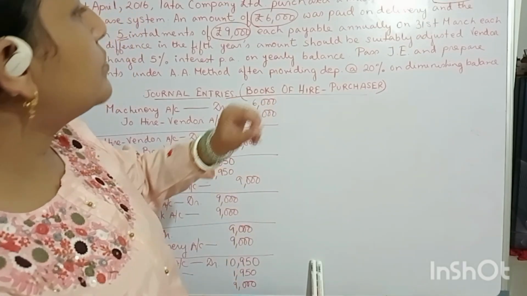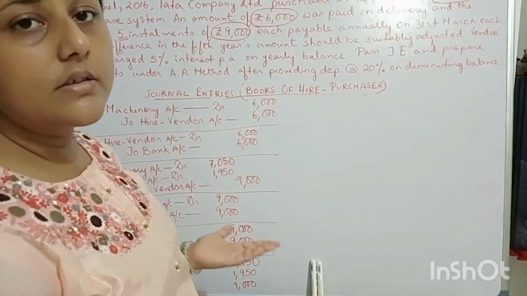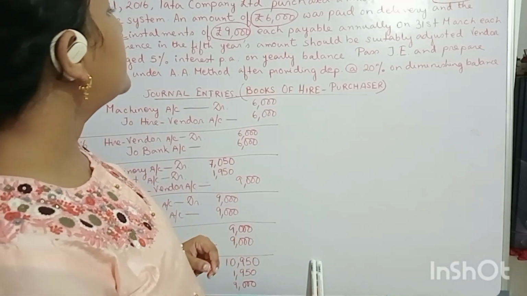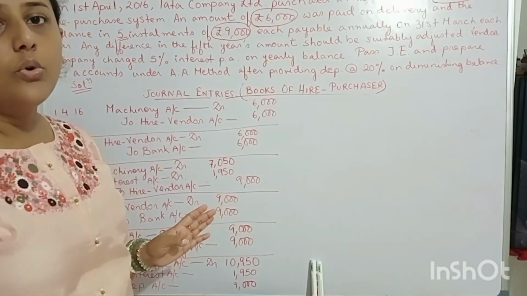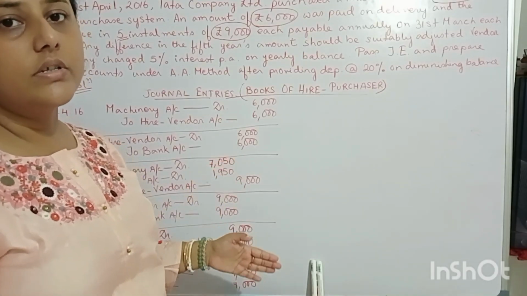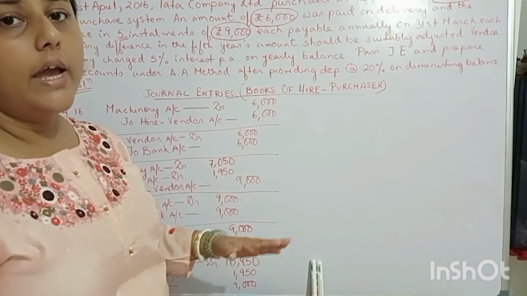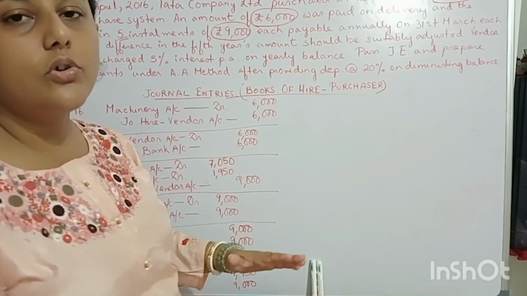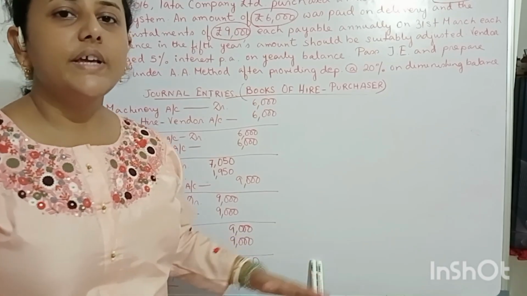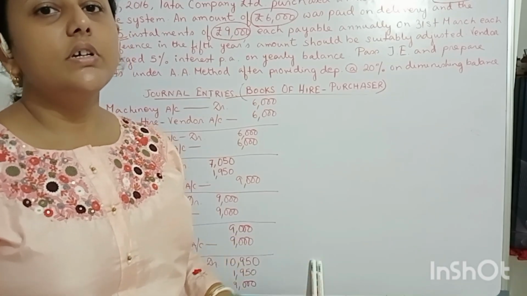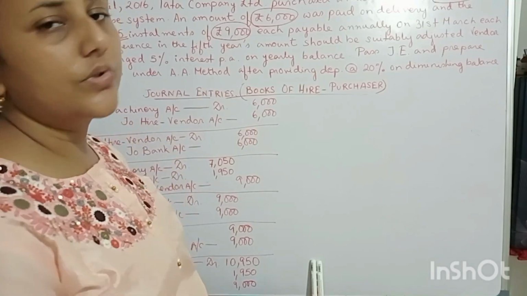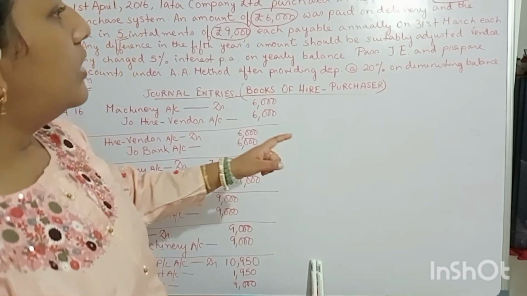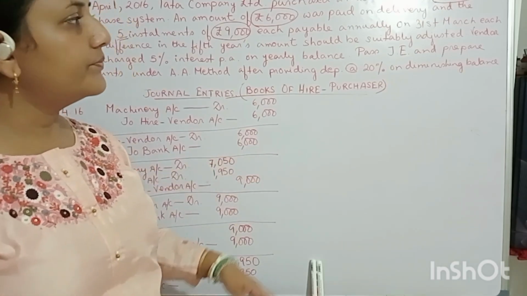Payable on 31st March each year. So the year ends on 31st March every year. Any difference in the 5th year's amount should be suitably adjusted. You have to deduct the balance remaining at the end of the calculation of interest from the 5th year's installment of rupees 9,000, in order to get the interest amount for the 5th year.